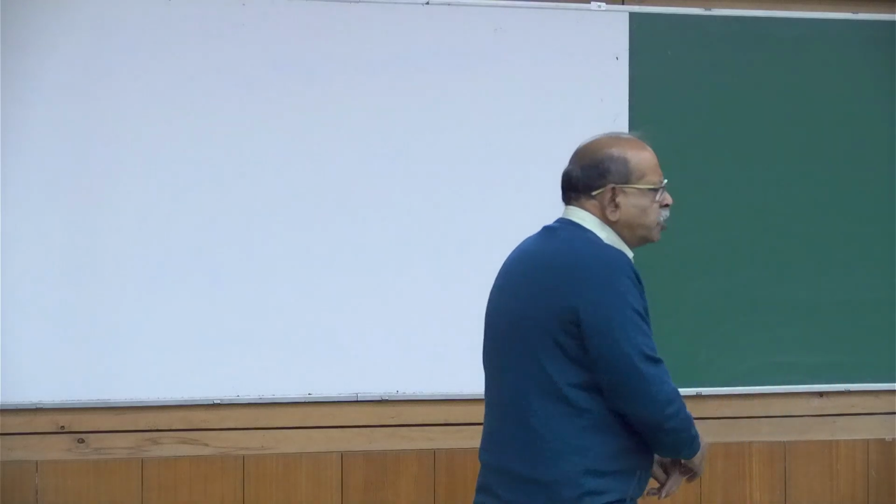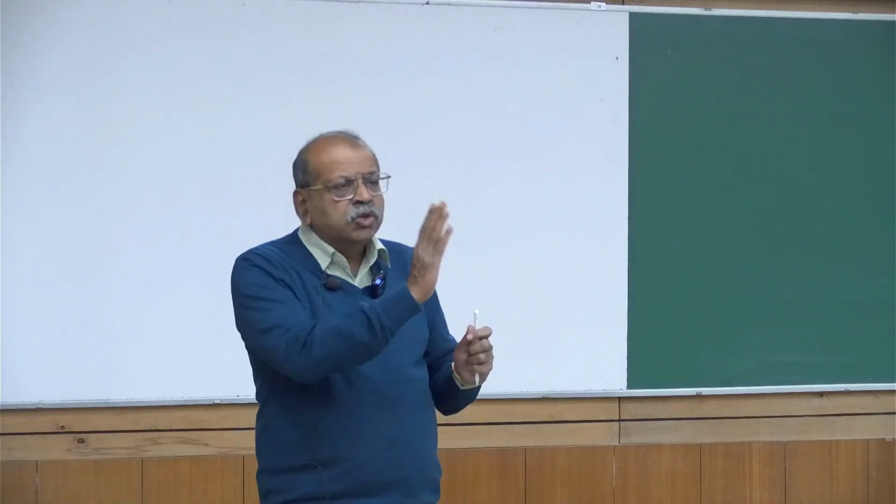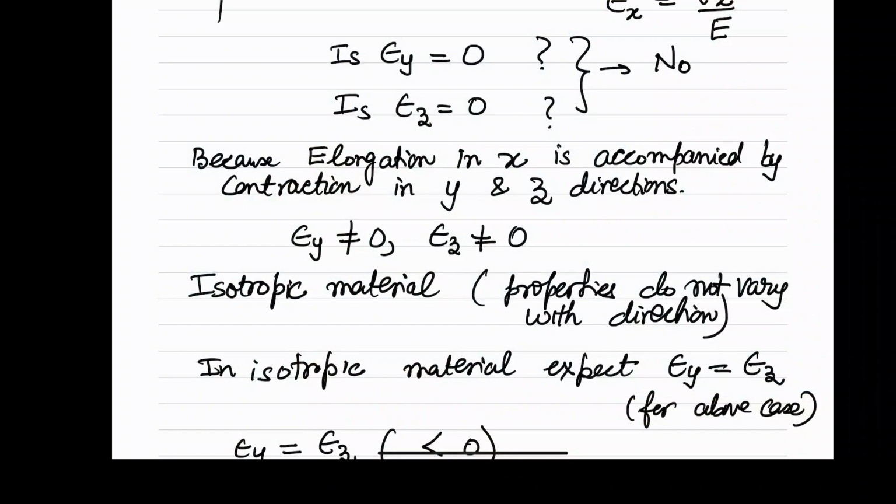Another term which is often used is homogeneous. Homogeneous means properties do not change with location. But that is not so important for our discussion. Here, if the properties do not change with direction, then it is clear that when we have a uniaxial load in the x direction, the compression in the y and the z directions should be the same, because properties do not change with direction. That is what we discussed.